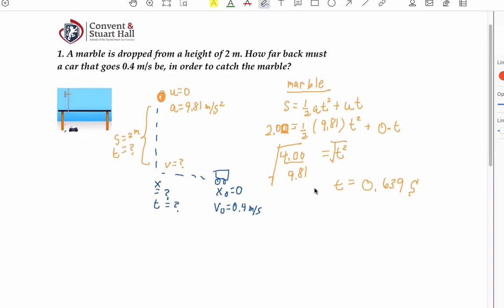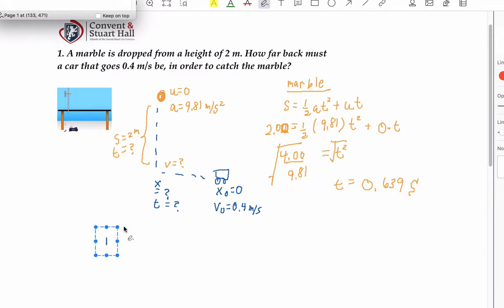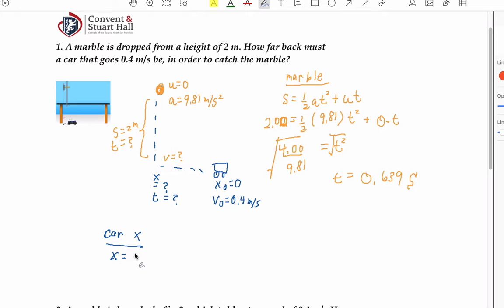And as we work with this, we can now look at what's happening with the car. So for the car, what we concluded is that it needs to be rolled back a certain distance that we're going to calculate now. So the car distance, basically we're going to say x equals v naught t plus x naught. And our goal is to calculate this distance the car needs to be rolled back by in order to roll up and catch the marble. So we're going to say x equals, we have 0.4 for the car, and we used the 0.639 for the marble, plus x naught, which is 0.